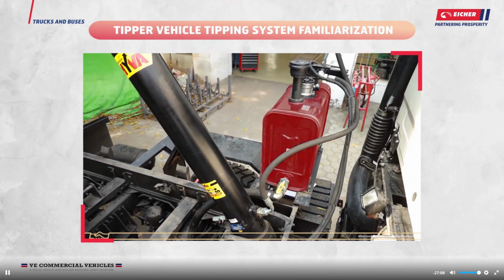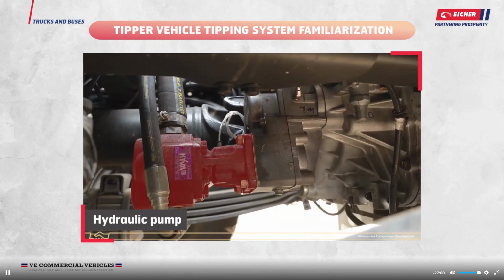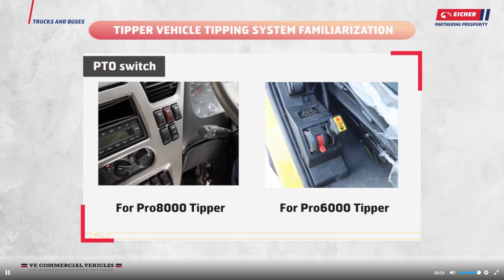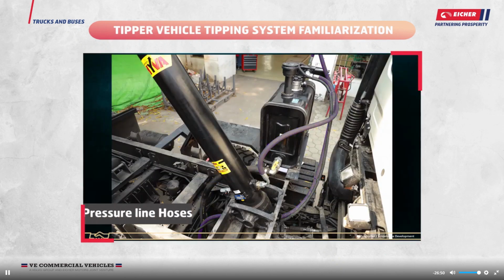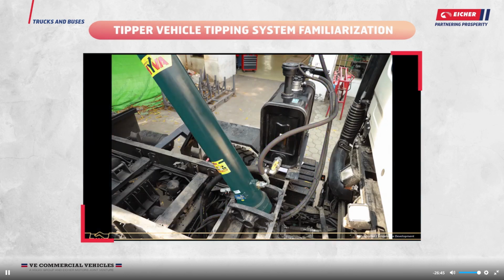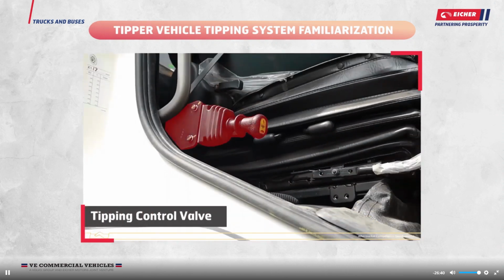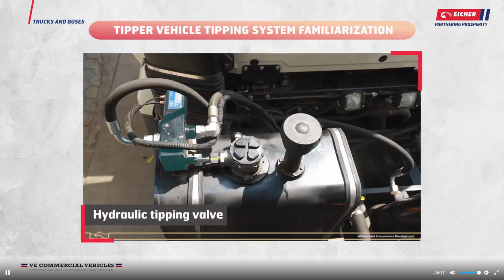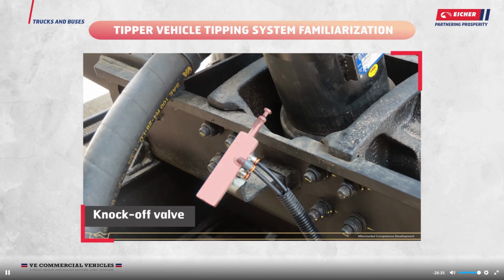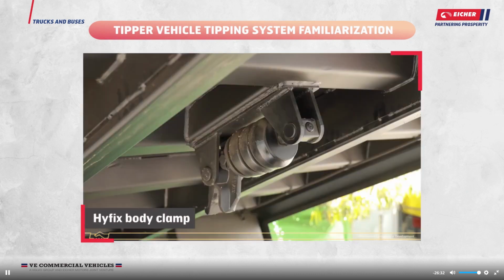Tipping system consists of hydraulic tank, ball valve, hydraulic pump, power takeoff, PTO, PTO switch to activate PTO, suction line hose and pressure line hoses, pneumatic pipes, telescopic cylinder, tipping control valve, hydraulic tipping valve, knock-off valve, and high-fix body clamp.